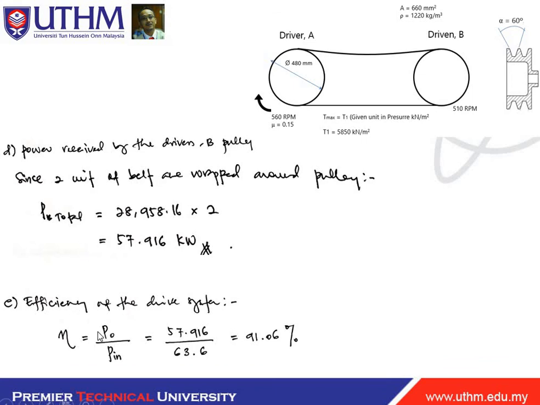So efficiency as normal is power out per power in, then we put in all the figures, we got the efficiency is equal to 91.06.